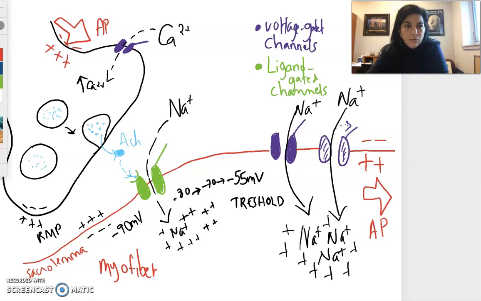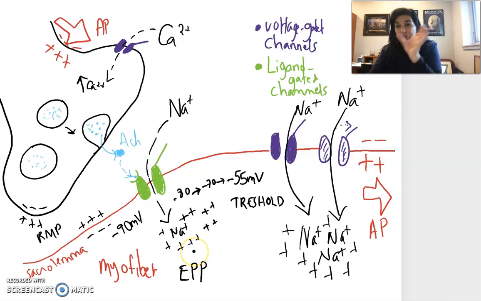Okay, so here we are. We have generated an action potential on the sarcolemma of the myofiber. Something I want to mention before I continue the story is that this local depolarization at the membrane is called an end plate potential. The end plate is the specific region of the sarcolemma on the myofiber, so it's very specific to the muscle cell. That region right there is called the end plate.